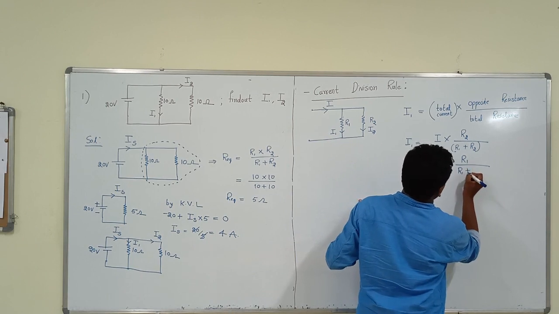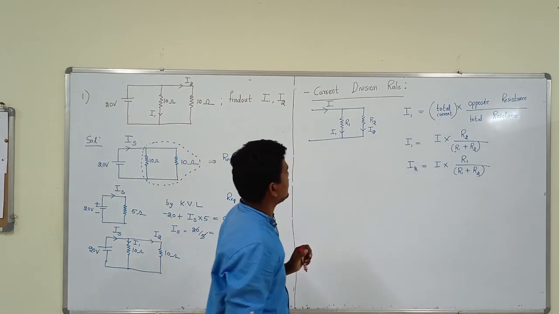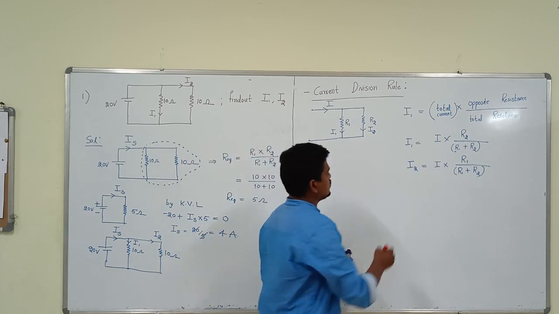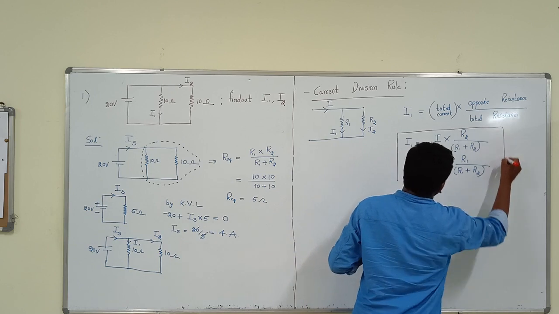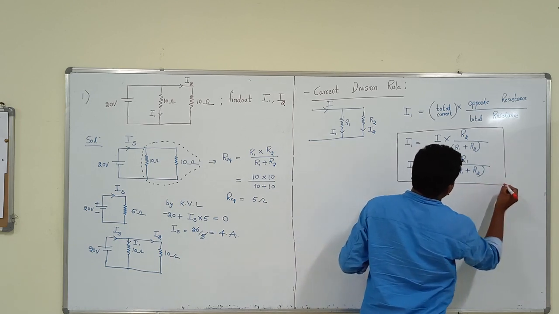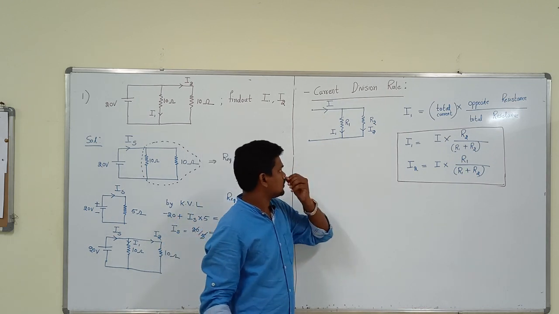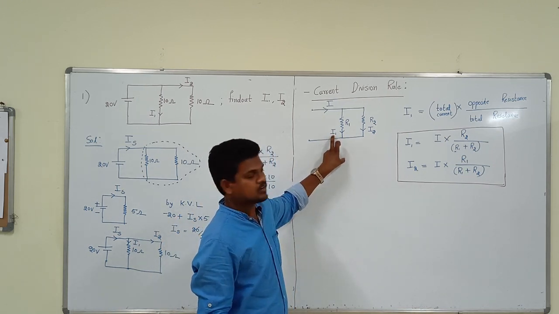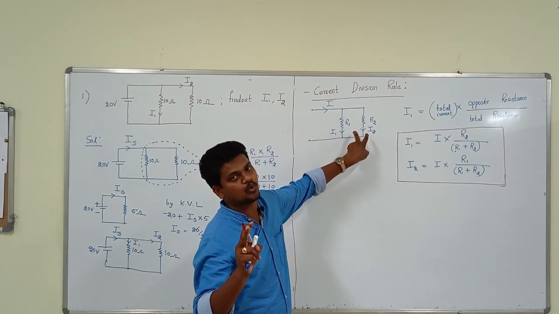R1 plus R2. Any network you can apply this formula. This is an important formula which is very applicable in solving electrical circuits. So to find the current I1, whenever the total current is given, when two resistors are connected in parallel only.